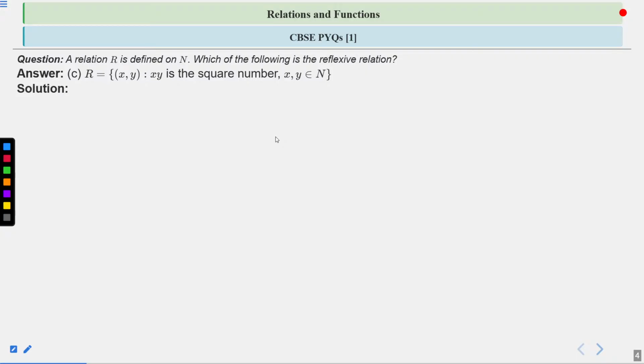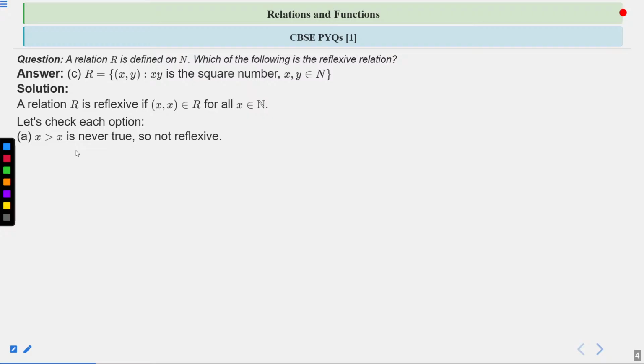Okay, let's move to the solution part. A relation R is reflexive. We have discussed the condition for reflexivity. A relation R is reflexive if (x, x) belongs to R for all x belonging to the natural numbers. If this condition is satisfied, then we can easily say that the relation we have defined is a reflexive relation. So let's check each option.